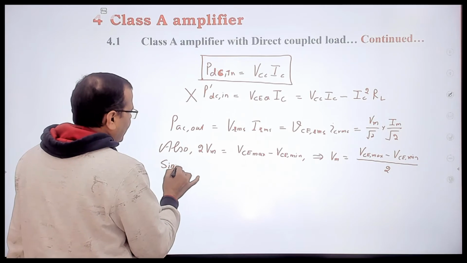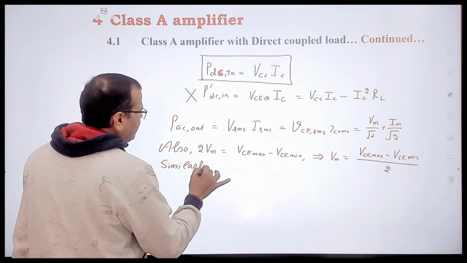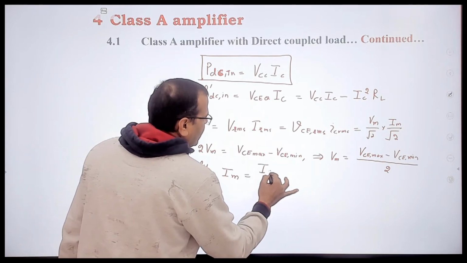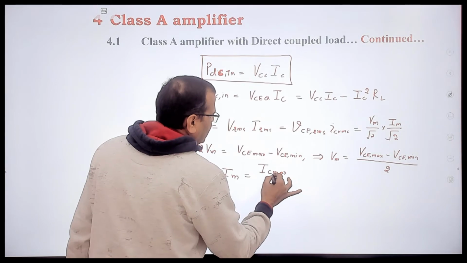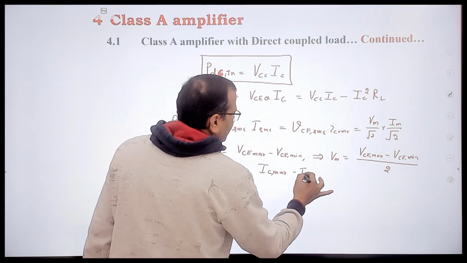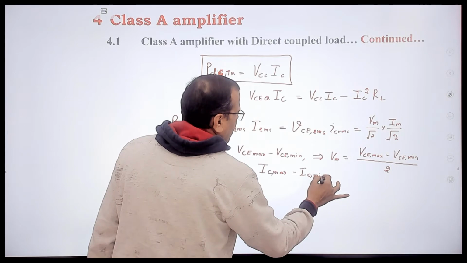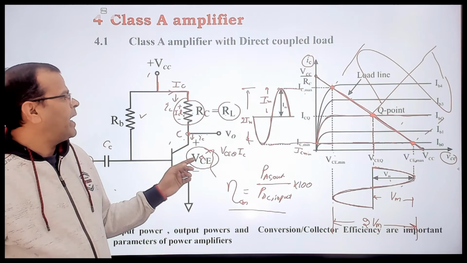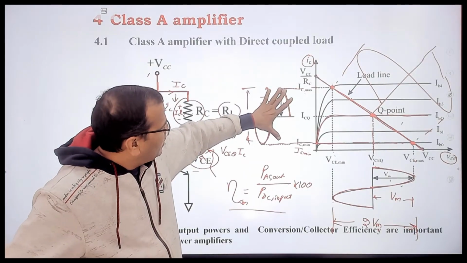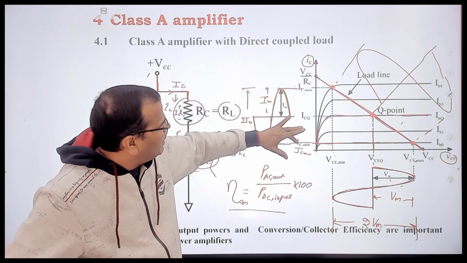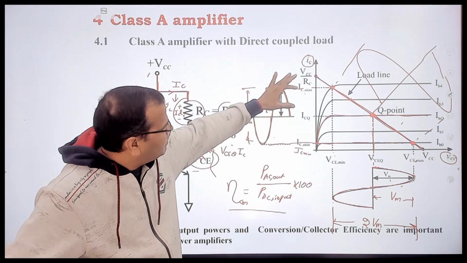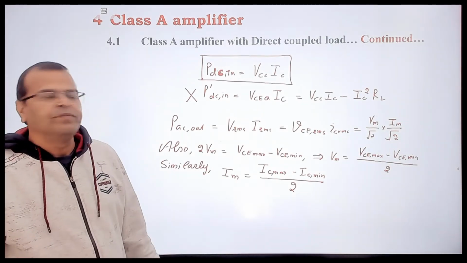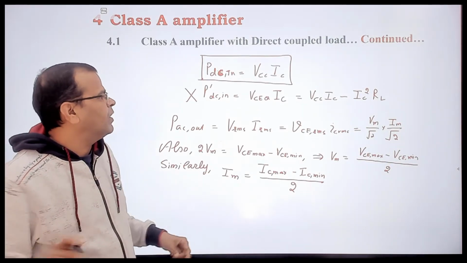Similarly, I can write, please see it carefully, Im equal to the maximum value of the collector current, Ic max, minus Ic min, divided by 2. Please see it carefully here. I'll go back. What is ICM? Twice ICM is Ic max minus Ic min, that is 2 Im. So Im will be Ic max minus Ic min by 2, right? So this is the expression of the peak value of the collector current.